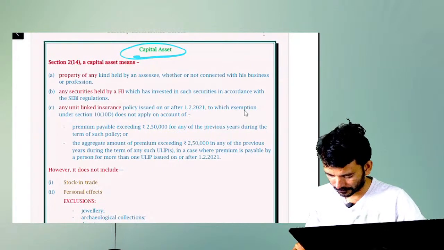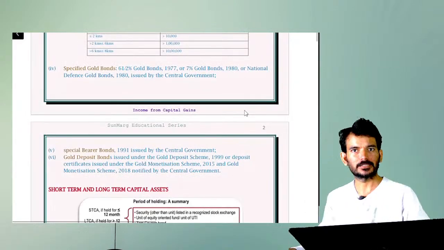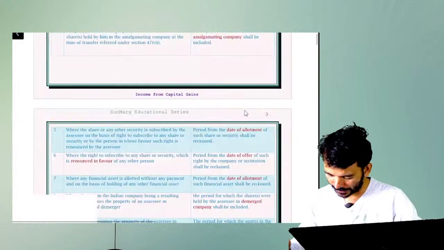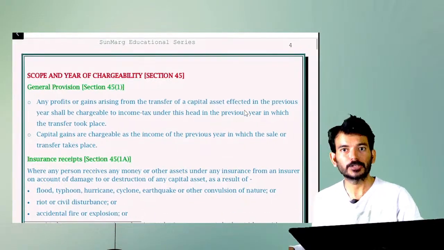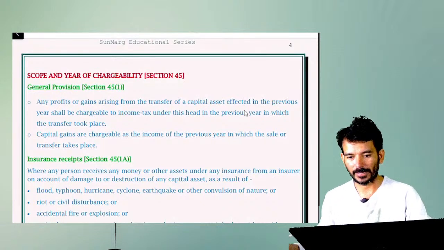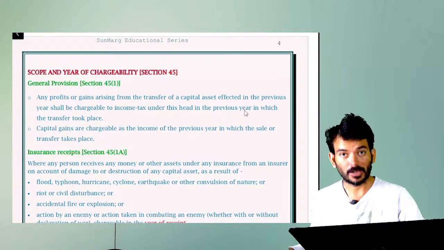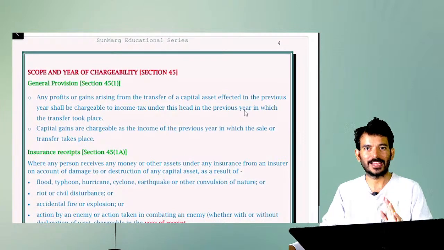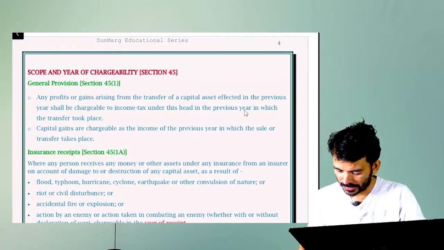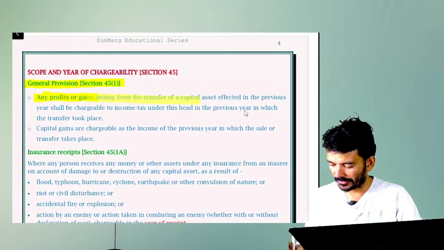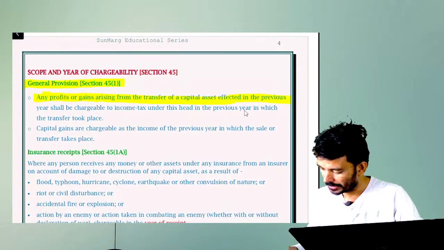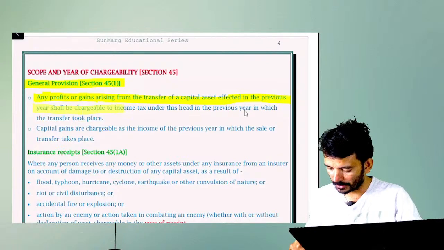So when we go to the section on tax under income from capital gain, as always I will be focusing more on the charging section. There is a general provision: any profit or gains arising from transfer of a capital asset effected in the previous year shall be chargeable to income tax under this head in the previous year in which the transfer took place.